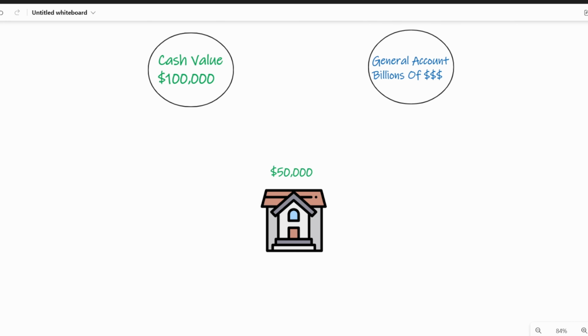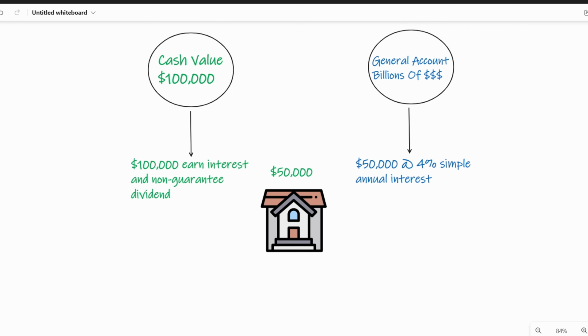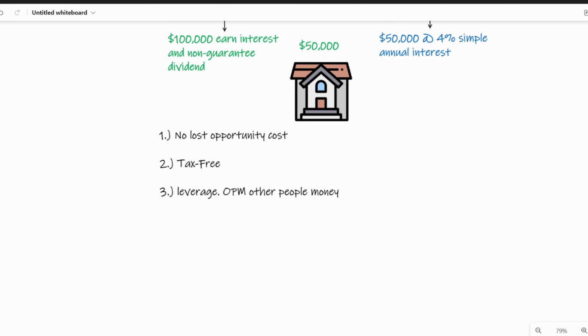Let's say you saw a rental property for $50,000 and you want to purchase it. So you take a loan against your policy, which will be collateralized against your cash value and death benefit. So here's what's happening. Remember the general account? Well, the life insurance will give you $50,000, but there's a catch. It depends on which product you get, but let's just say it's a 4% simple annual interest. They'll charge you a 4% simple annual interest on that $50,000. But they promise to have your $100,000 cash value keep earning interest and non-guaranteed dividend as if you never touched it.